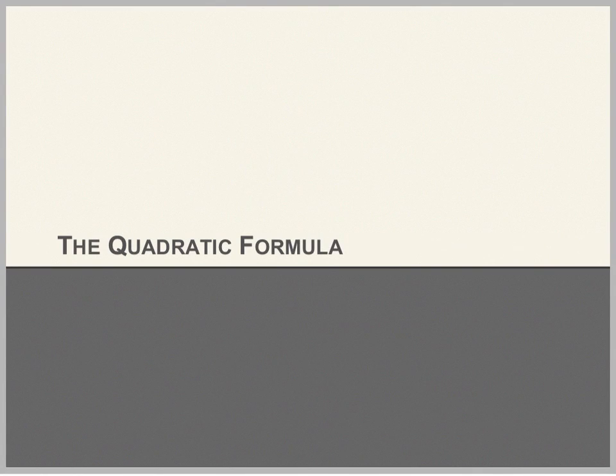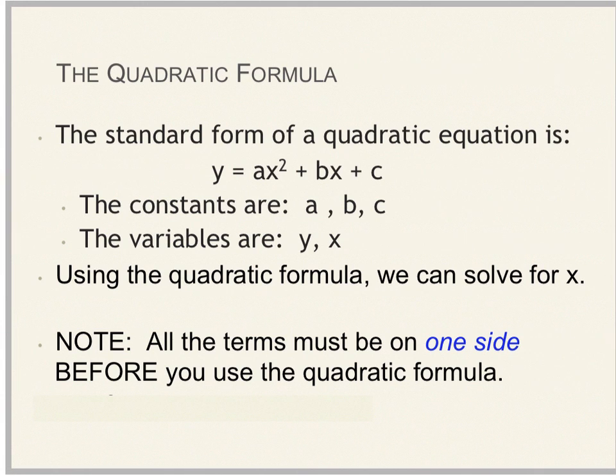We will be investigating the quadratic formula. The standard form of a quadratic equation is y equals ax squared plus bx plus c, and the constants are a, b, and c, and the variables are y and x. We will be using the quadratic formula to solve for x, and it's important to note that we need the quadratic equation in this format, where all of the terms or variables of x are on one side of the equation.